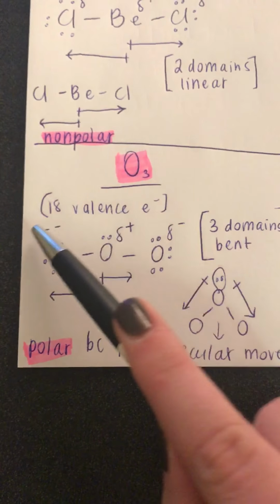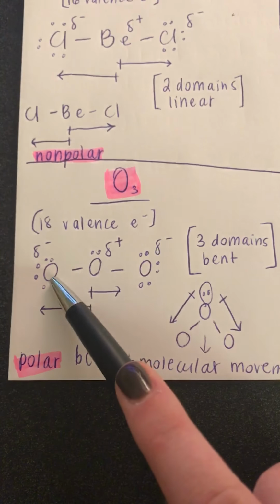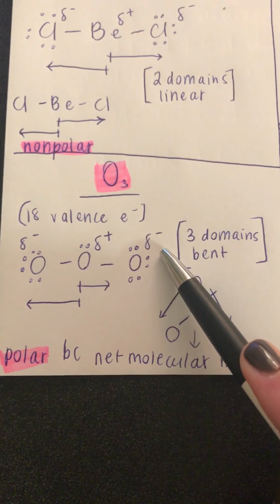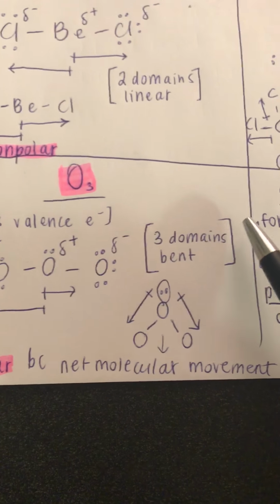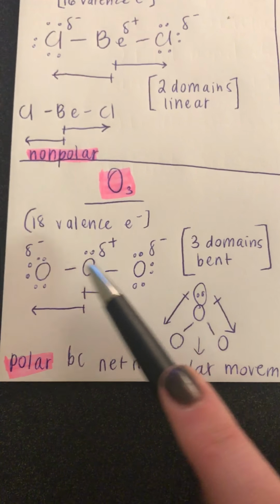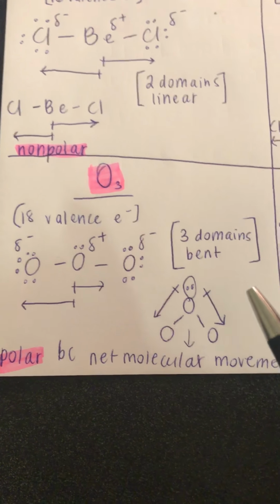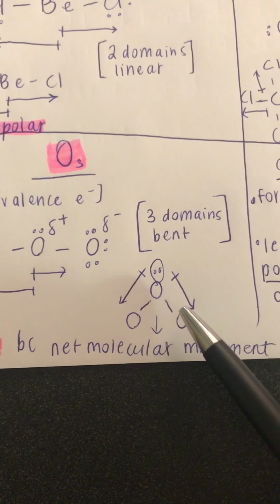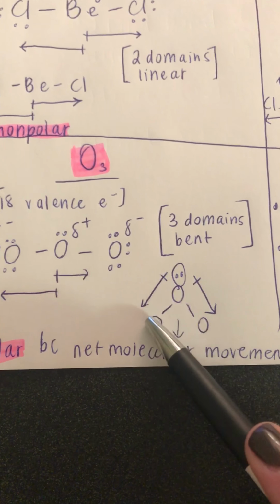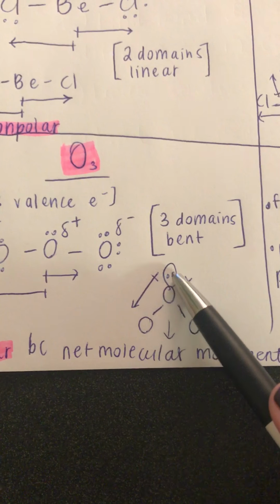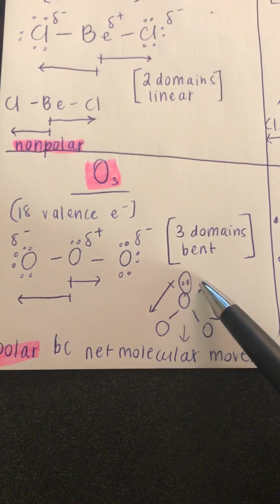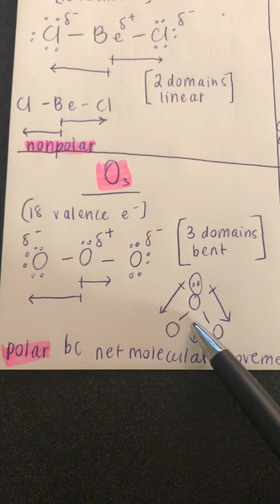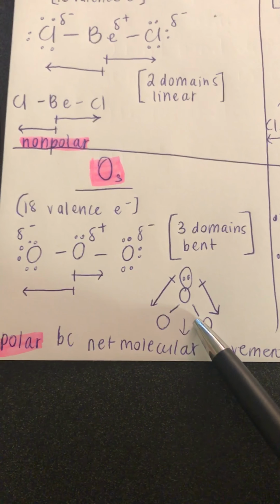Over here we have O3. We have 18 valence electrons. So I drew my Lewis dot structure accordingly. Here we have partial negative, partial positive, so your bond dipoles will be going this way. So here we have 3 domains, 1, 2, and your non-bonding pair, which is going to make this bent. So here I've drawn it. Your 3 O's, 2 domains here, and your non-bonding pair here. So your bond dipoles are going to be going this way, creating a net right here. And since there is a net, this is going to be polar.